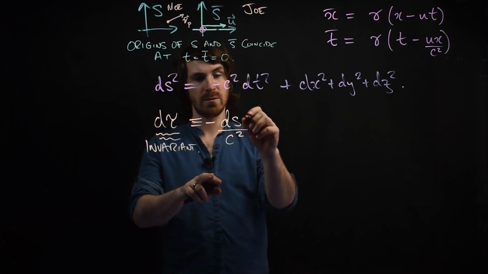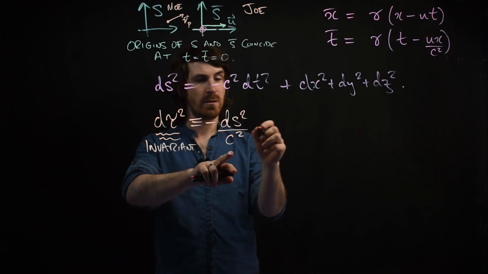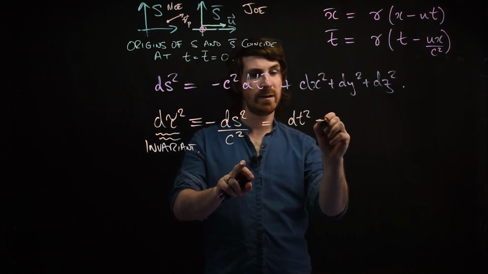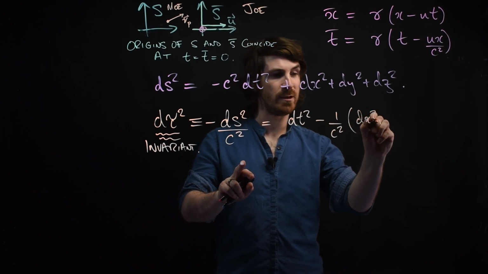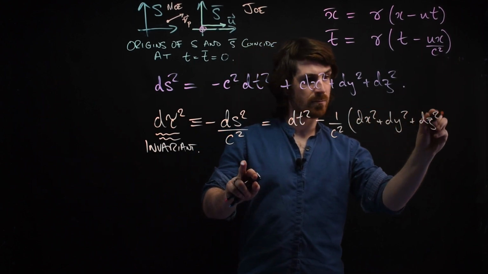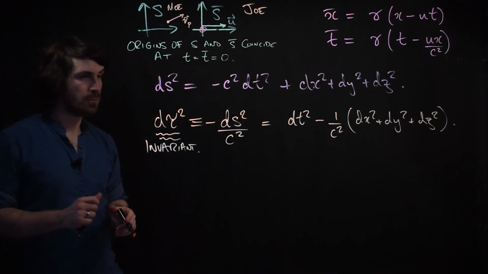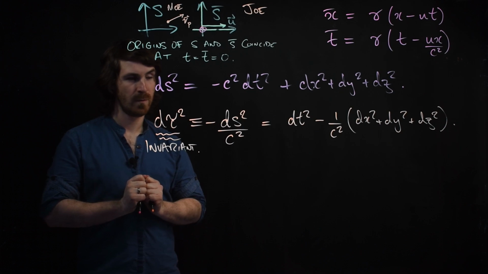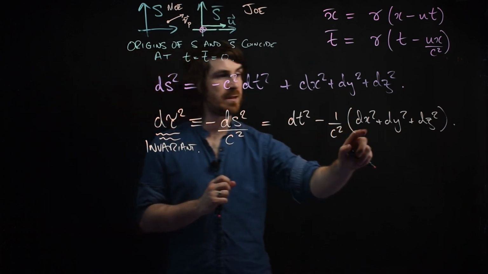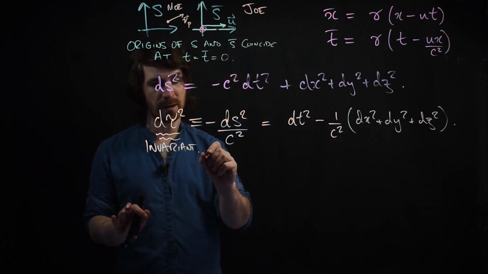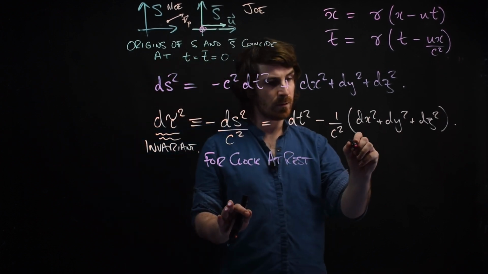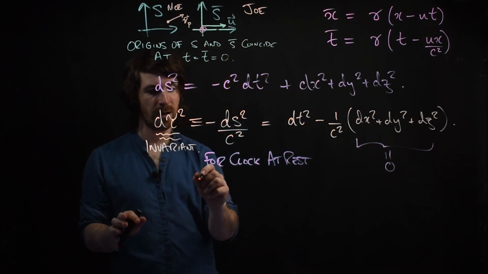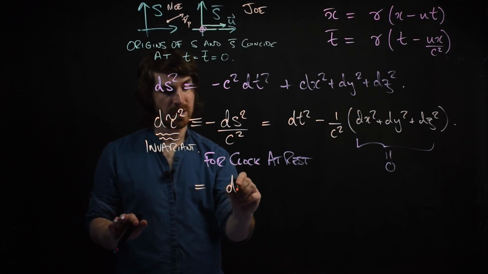So this ds squared over c squared, with the minus, let's call this d tau squared. This equals dt squared minus 1 over c squared times dx squared plus dy squared plus dz squared. Okay, so for a clock that is at rest, so that means if you sit on a clock, then the time passes by, but the dx, dy, and dz are zero. So for a clock at rest, this is equal to zero, and we find that our invariant time, d tau squared, is equal to dt squared.